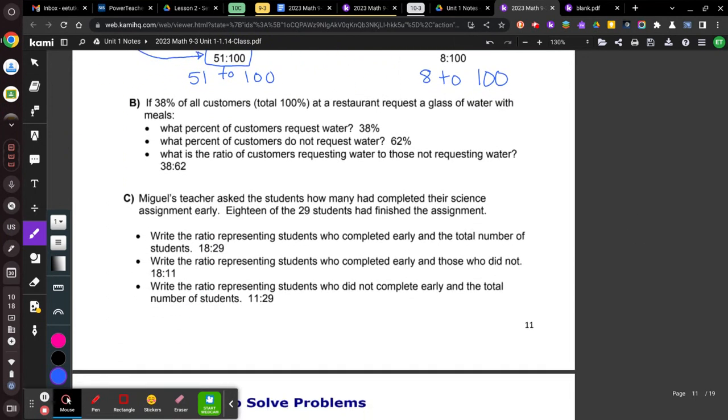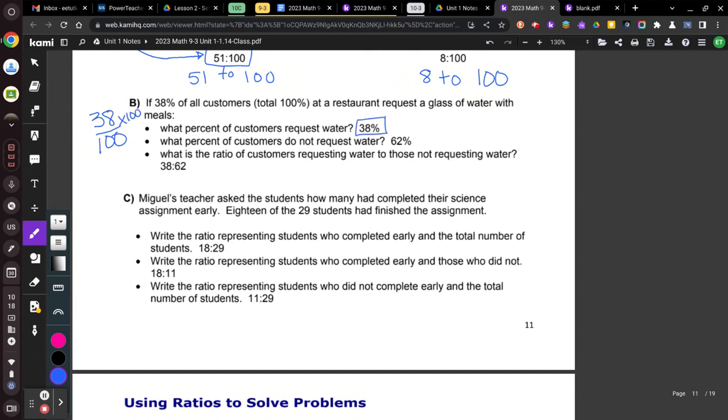Let's take a look at B. B does not give us any diagrams. They just give us words. It says that 38% of all customers, and remember, 38% means 38 out of 100, request water. What percent of customers request water? Well, we would times it by 100, and we get our 38%. Well, what percent don't want it? If you know how many do, how do you find out how many don't? You take 100, subtract your 38, and you get 62.